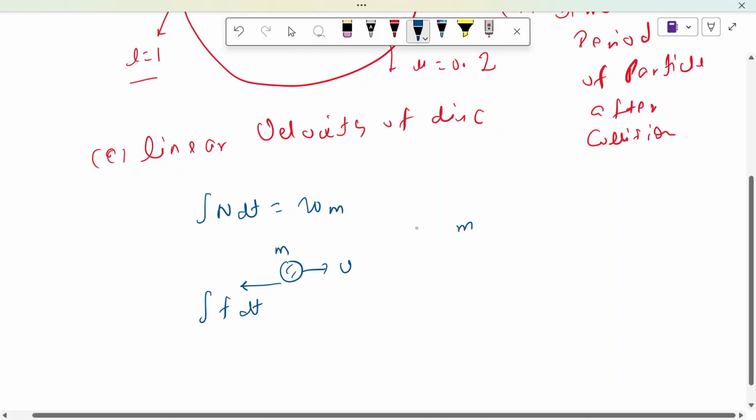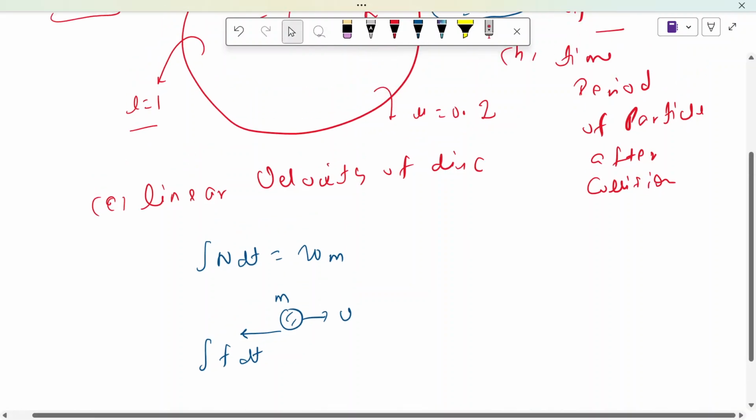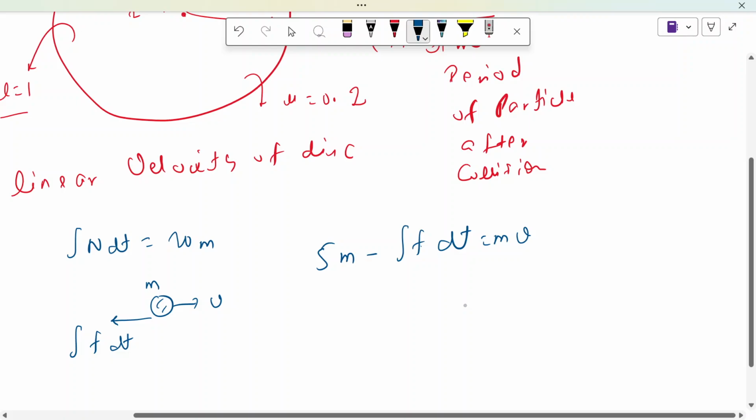So this will become m into v. Let's apply the impulse momentum theorem. The initial velocity is in the rightward direction, that is 5 into m, minus the integral of f dt, equals m into v. I am considering the total slipping condition, the maximum value of the integral of f dt, since it will try to make the relative velocity zero. The disk is initially at rest and free to rotate, placed on a smooth horizontal surface, as mentioned in the question.